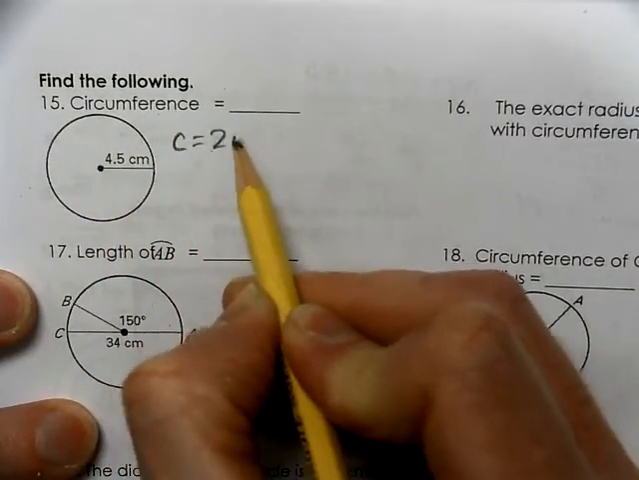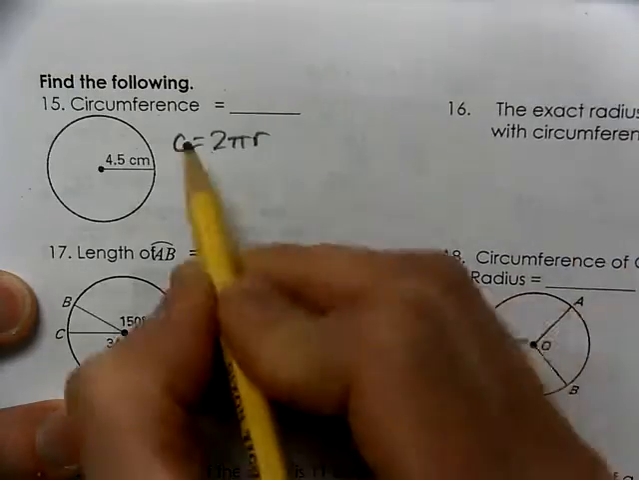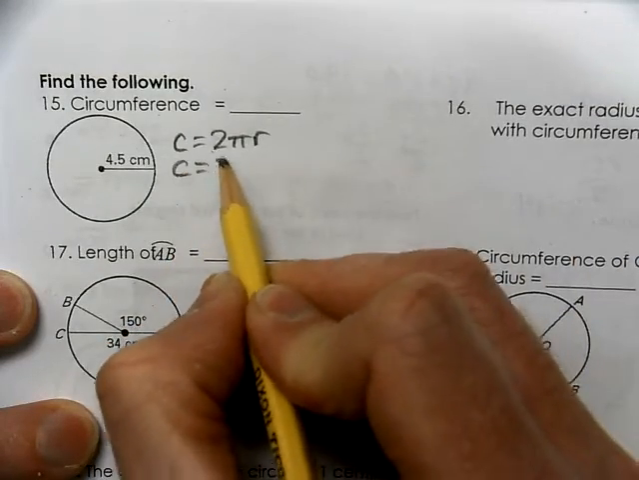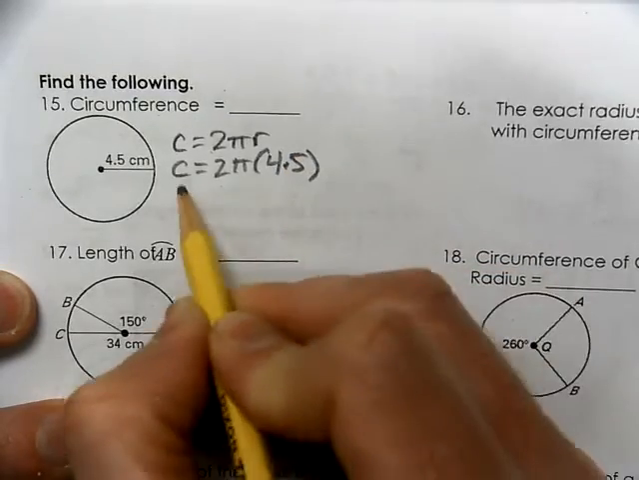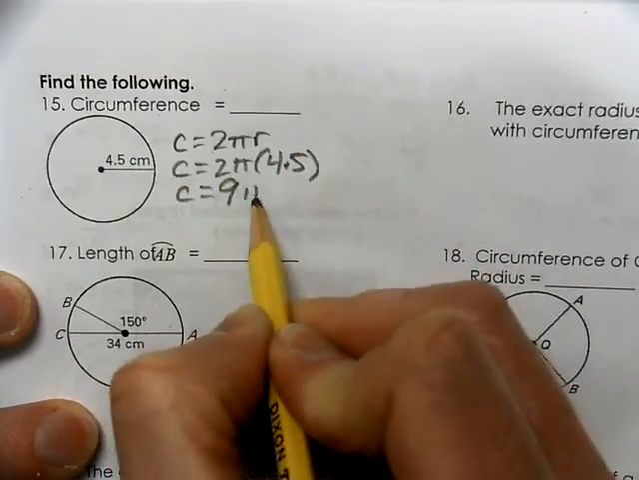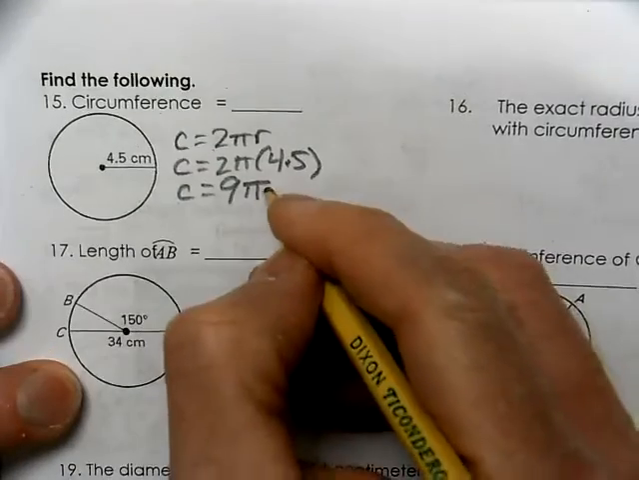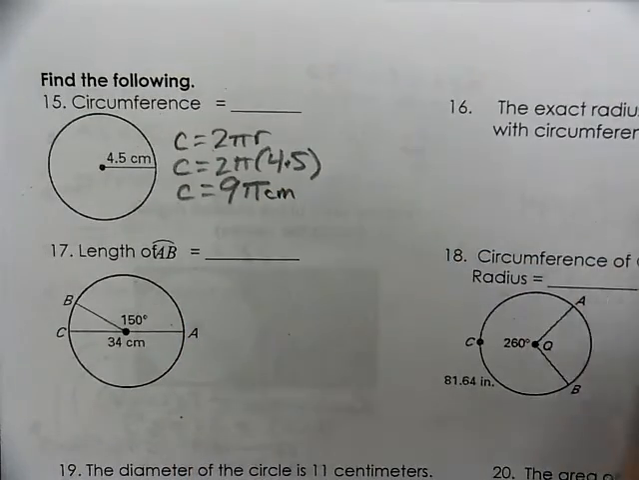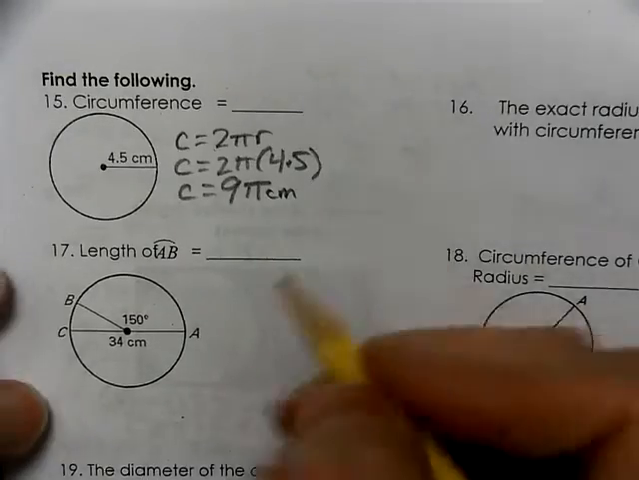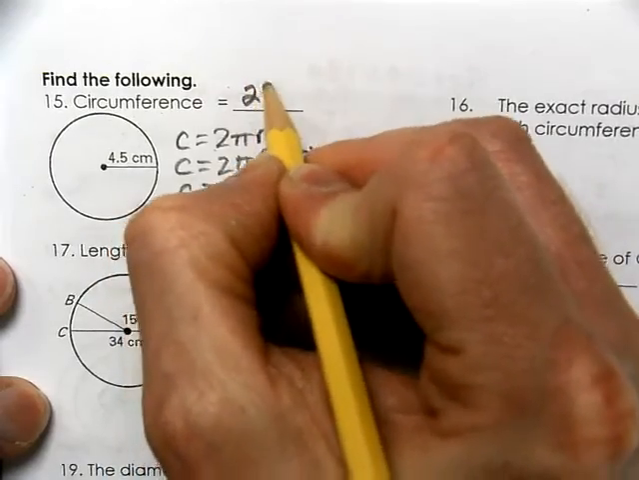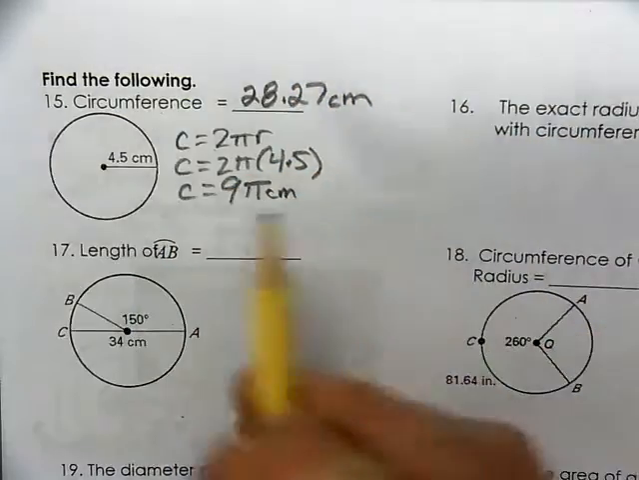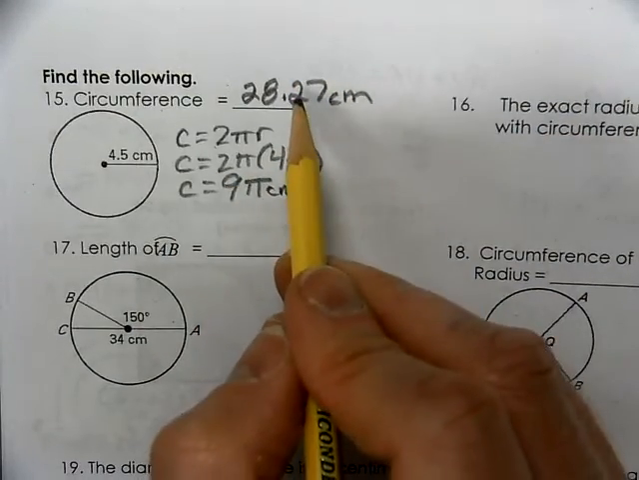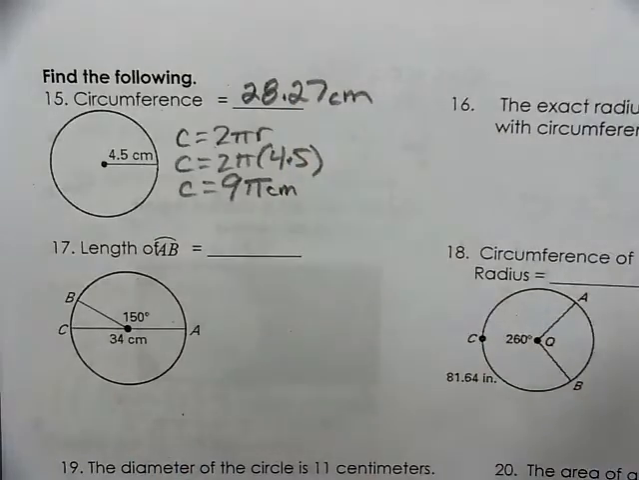Circumference equals 2 pi r. So 2 pi, the radius is 4.5. So that's going to be 9 pi to be exact. And 9 times pi is 28.27. So here's your exact version. Here is your rounded version.